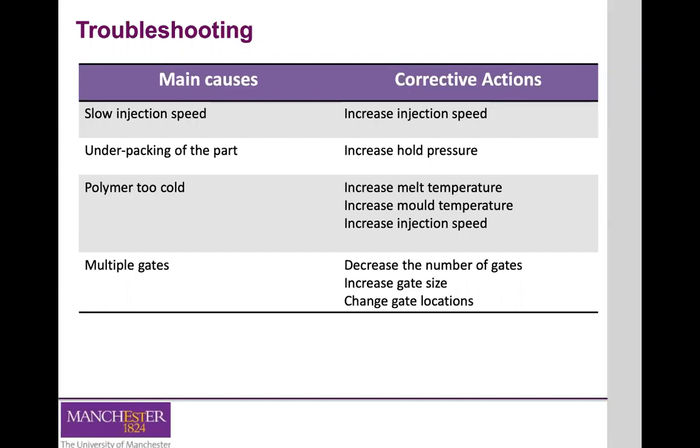Another cause can be the underpacking of the parts. If you have multiple gates and you don't apply enough pressure after the injection of the material to force these two fronts to blend, then it's also likely that they will not completely melt and fuse together. So we need to increase that holding pressure to force these multiple fronts to fuse completely.